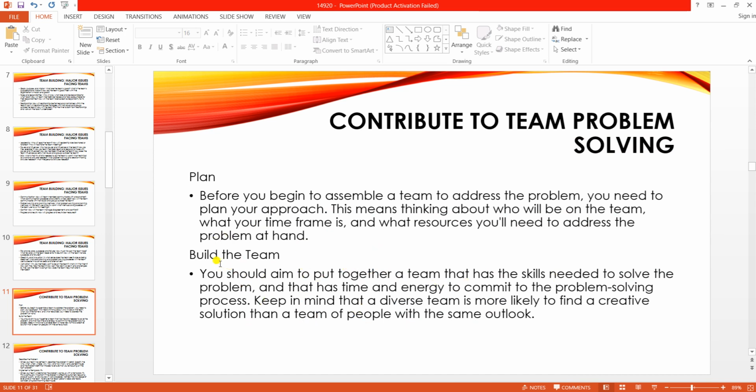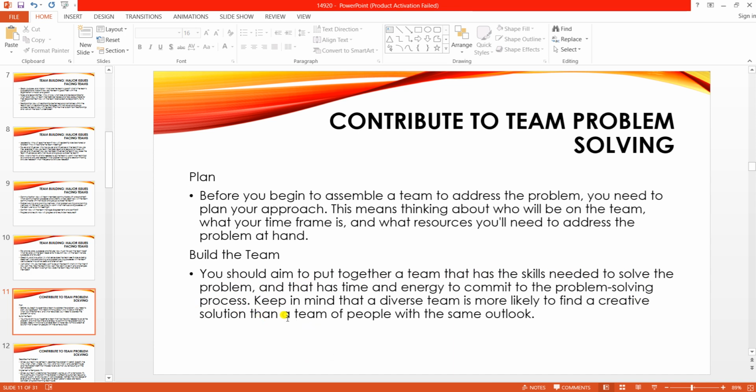And also, if you've got to build a team, you should aim to put together a team that has the skills needed to solve the problem, and that is clear and concise. You need to have a team that has the skills in order for you to solve the problem. It's easier.